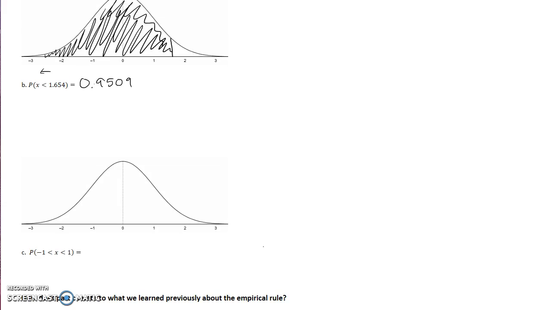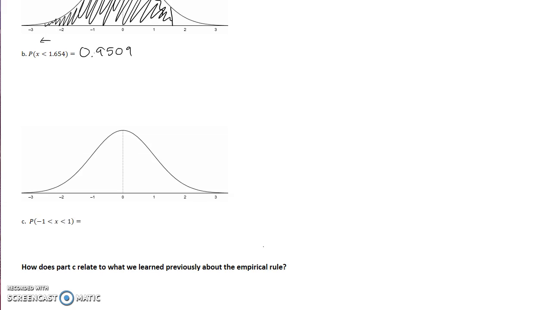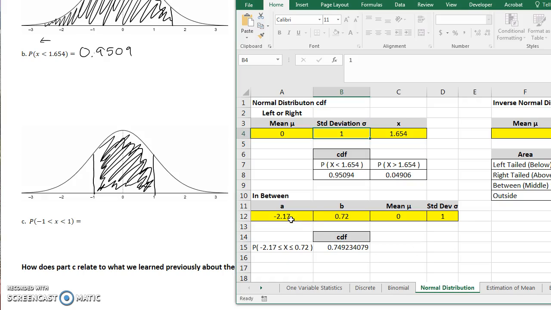All right, the last one. It says, find the probability that x is, when I see this compound inequality, we're thinking between. So between negative 1 and 1, negative 1 is right here, positive 1 is right here. We're going in between, so we're going to shade the stuff in the middle. Now, I'm going to use the in-between tab, correct? So the lower limit, the A value, is negative 1. The upper limit, the positive value, is positive 1. Mean of 0, standard deviation of 1, 0.6827.